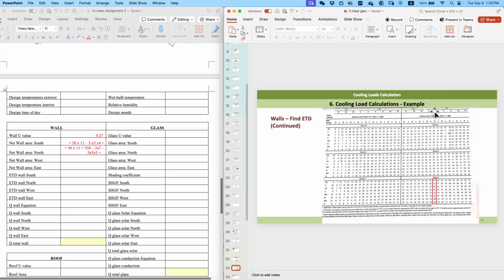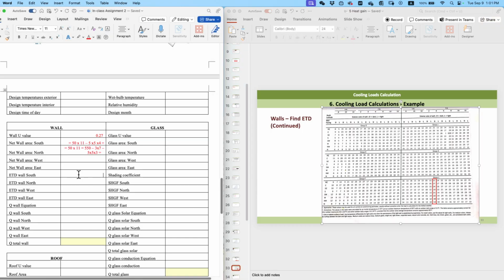Design time is 4 p.m. And then go here. This is the wall facing, the direction of the wall. So E east, S south, W west, and N north. So for the east, ETD is 27, S 19, W 22, N is 14. So you can fill out the ETD from this table.